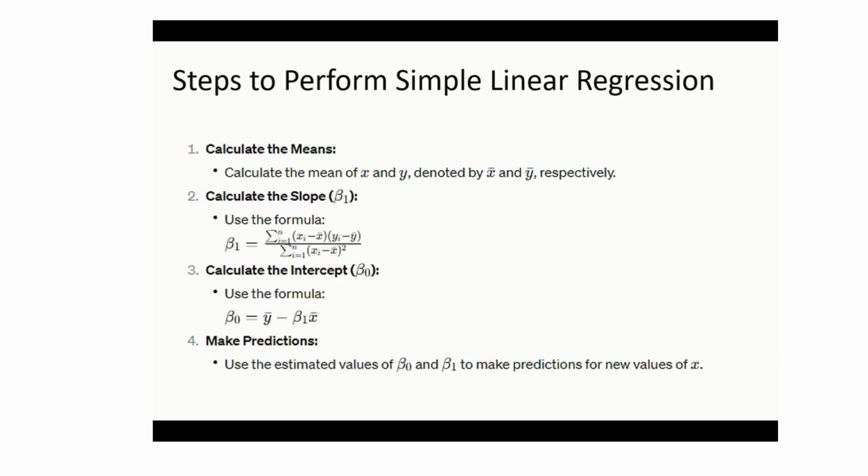The steps to perform simple linear regression: we're going to calculate the means, that's the average input and average output, or the average years of experience and average income. And we're going to use the x's and those averages to calculate the slope using the equation here for beta 1, and we'll calculate the intercept using the average income minus beta 1 times the average years of experience.